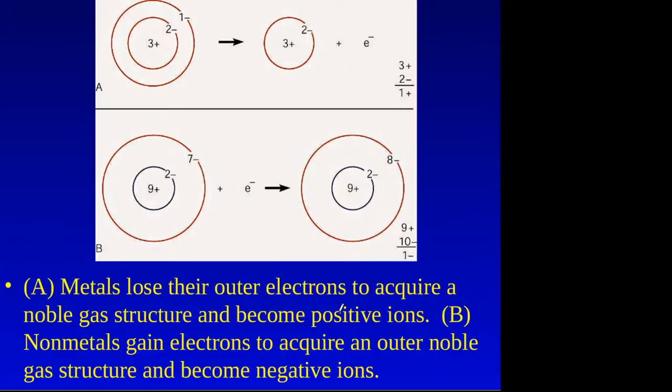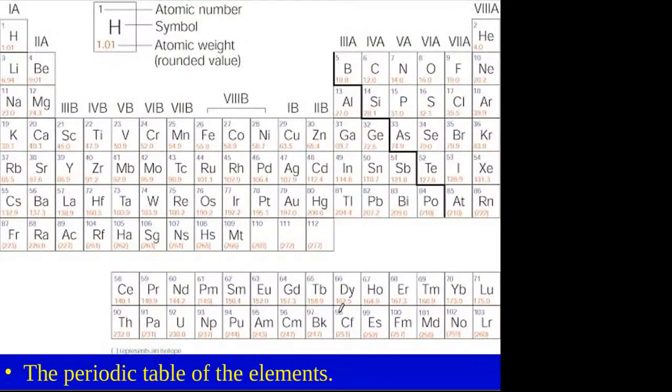All right. And so metals lose their outer electron to acquire a noble gas structure. Because once you've lost your electron, you look like a noble gas. Nonmetals gain to acquire an outer noble gas structure. But because they have charge, they will hold themselves together. And here's the periodic table.